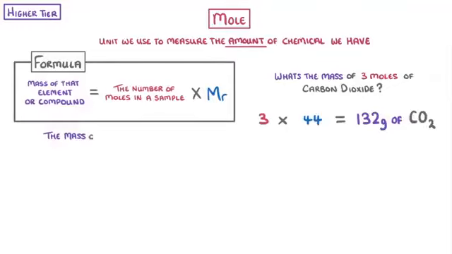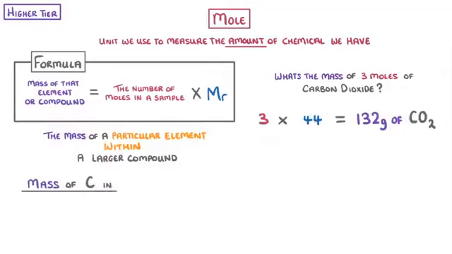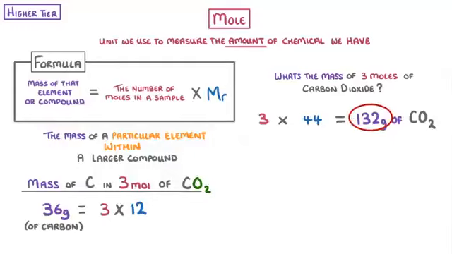We can also work out the mass of a particular element within a larger compound, like the mass of carbon in 3 moles of carbon dioxide. For this, all we do is take the number of moles, which is 3, and multiply it by the MR of the carbon, which is 12. So 3 times 12, which gives us 36 grams of carbon in our 132 grams of carbon dioxide. And if you wanted to go one step further, you could subtract that 36 grams from the original 132 grams to find that there must be 96 grams of oxygen, because we can see that CO2 is only made up of carbon and oxygen.